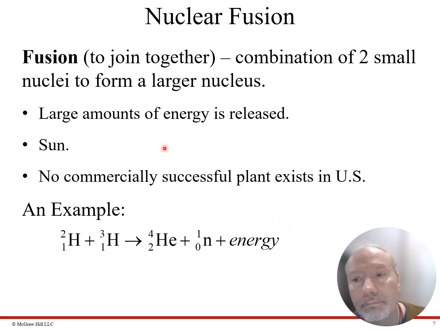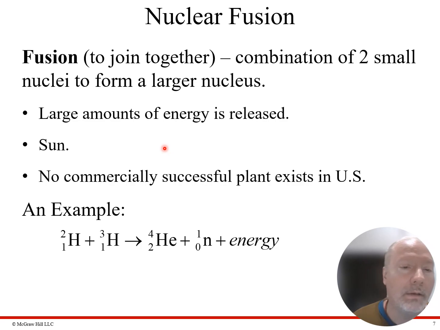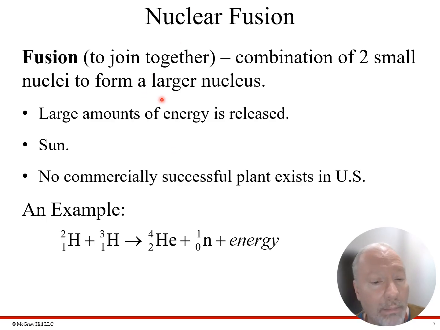And so, nuclear fusion, this is the opposite of fission. We looked at fission and we saw how uranium broke down into barium and krypton, I believe it was. And so we have fusion where now we have two small nuclei coming together to form a larger nucleus. And this is kind of like what happens on the sun. But we have large amounts of energy that's released as well that sometimes can accompany these fusion reactions.